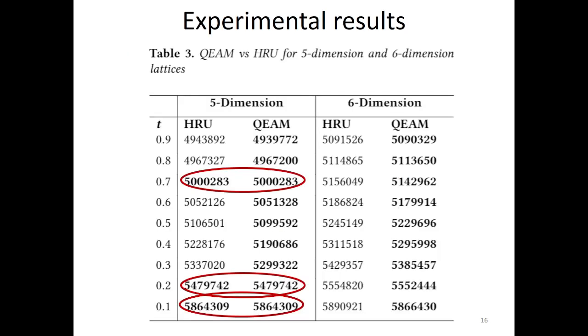In order to test the performance of the proposed QEAM algorithm, we chose to compare it to the greedy HRU of Harinarayan. For the 5-dimensional lattice, QEAM finds better solutions for all thresholds except 70, 20, and 10%, in which HRU and QEAM find the same solution. As for the 6-dimensional lattice, QEAM outperforms HRU for all thresholds with no exception.